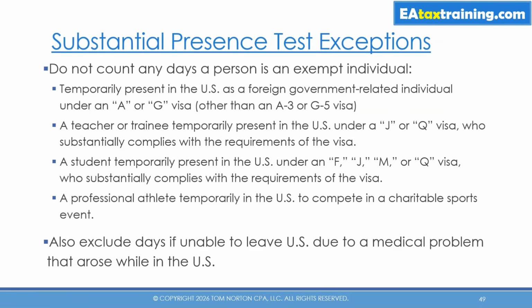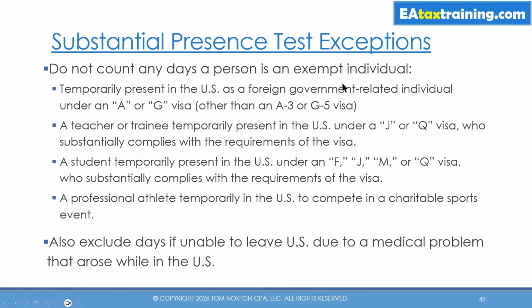When we are doing the substantial presence test, there are some exceptions. So when we're counting the days, you do not count any days that the person is an exempt individual. So what does that mean? Well, if they are temporarily present in the United States as a foreign government related individual, so they might work for a foreign government, they are in the United States on assignment for their foreign government. So we're not going to be counting them as resident aliens who are taxed on their worldwide income. So for those people, we're not going to count those days. Even if they were here 365 days, doesn't matter. That doesn't count. They are not going to be considered a resident alien.